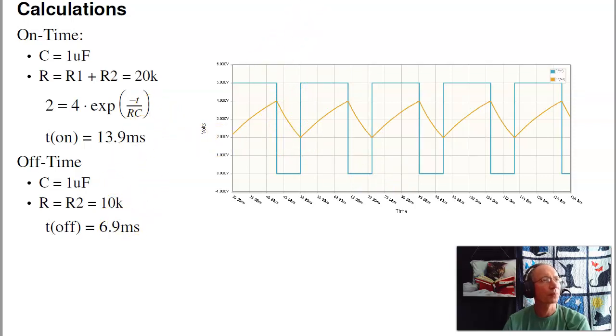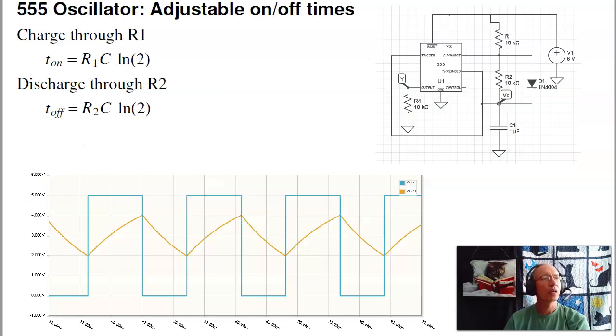A slightly improved version is you add a diode. What this diode does is when I charge, I'm charging through R1 and the diode bypasses R2. When I discharge through R2 and the diode's reverse biased, so it has no effect.